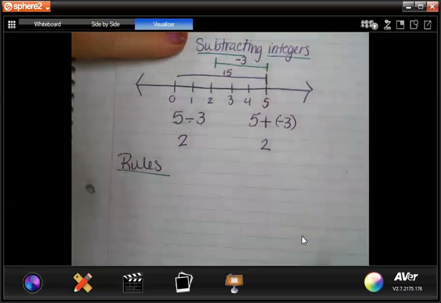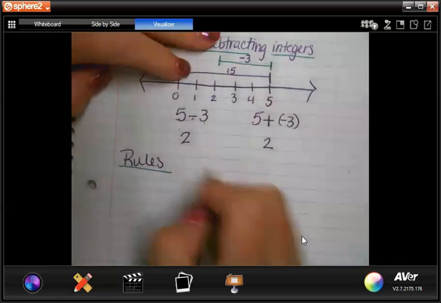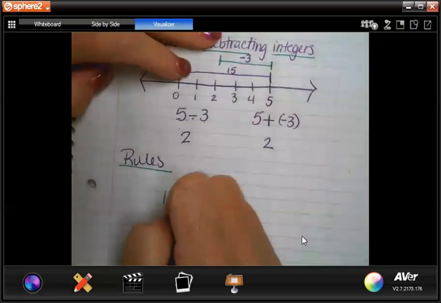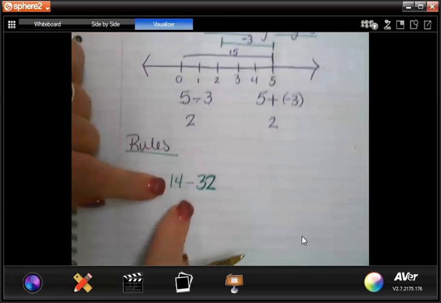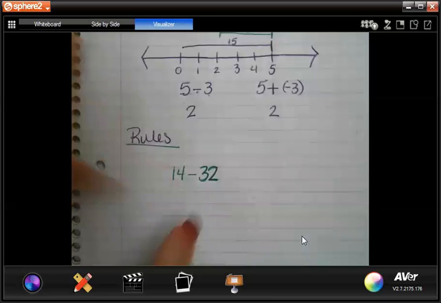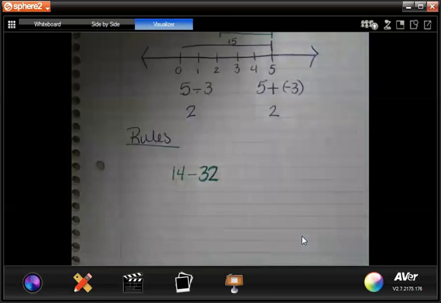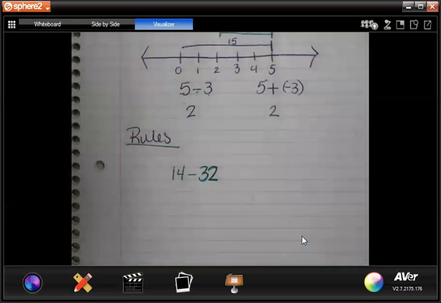For subtracting integers. So like if I had 14 minus 32, okay, write that down, 14 minus 32. How would you solve this? So today, when you get into your breakout rooms, I'm going to ask you to pick a spokesperson that's going to share what your group talked about.